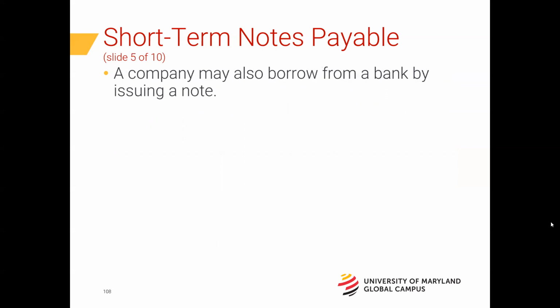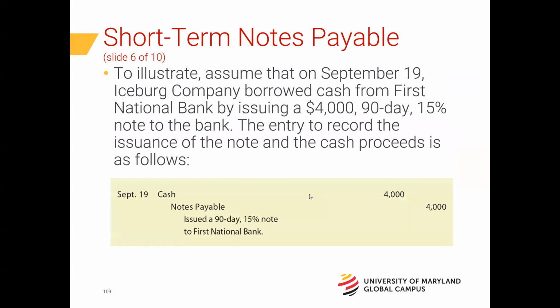Companies can borrow money from banks. They can borrow money as a line of credit from their vendors. There's a number of different ways to raise capital. Most commonly, businesses will raise capital by taking on a short-term loan from the bank. So here's an example of that. Company took out a loan from the bank, $4,000. It's a 90-day loan, 15% interest. Oh my goodness, I know what bank this is. I'll stay away from that bank.